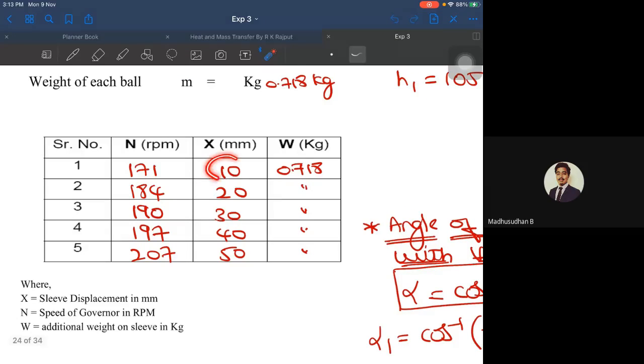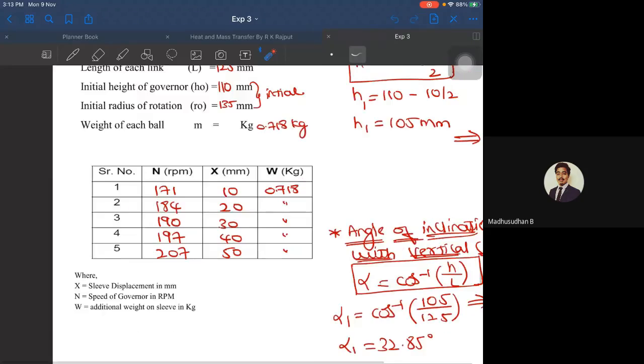For a 10 mm rise of the sleeve, what is the speed? 20 mm rise of the sleeve, what is the speed? 30 mm rise, what is the speed? 40 mm rise, what is the speed, and so on. That is the only reading, the speed reading, you are going to take from the experimentation. 0.718 kg is the dead weight which you are imposing onto the sleeve. That will be known because you yourself will be imposing it.